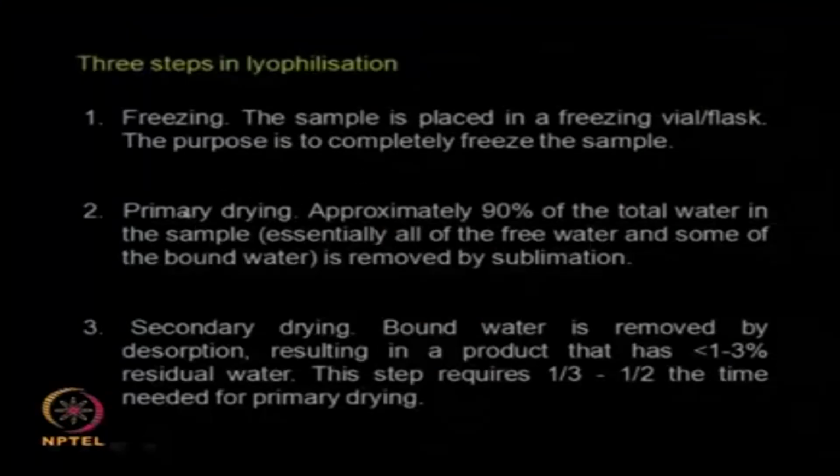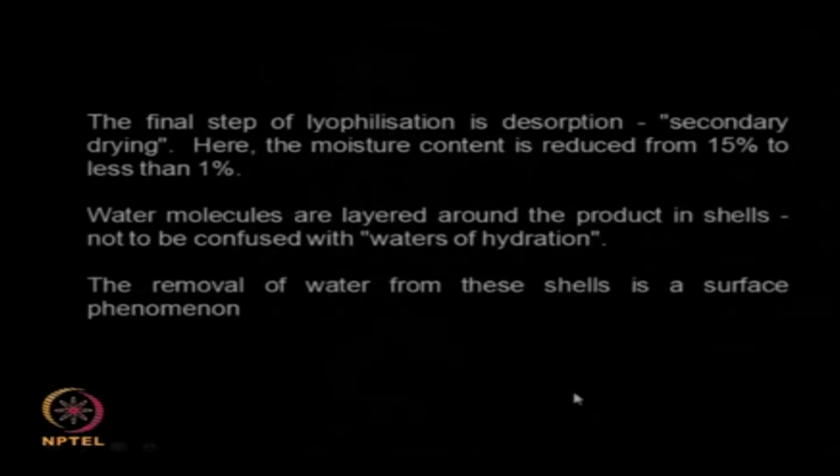And then the next step, once you have frozen the material, what do you do? By sublimation you are removing the solid material as vapor. So 90% of the total water in the sample goes away. Okay. So some of the free water and some of the bound water goes away. Then we are now desorbing whatever water is present by increasing the temperature. Finally by doing that you will end up with about 1 to 3% residual water. This step also takes some time, almost 50% of the time is taken for removing the unbound water, so you need some time for that.